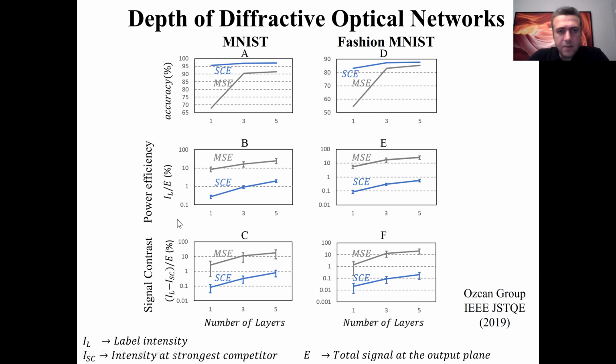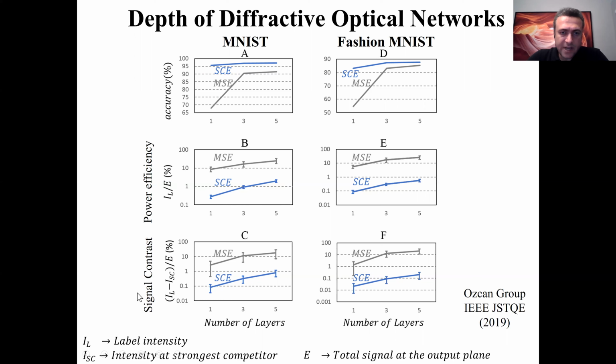But more than that, there's a logarithmic improvement beyond the generalization capability of the network. There's a logarithmic improvement in the power efficiency and signal contrast. Power efficiency is simply for the correct label detector. What is the efficiency? As you can see, there's a logarithmic increase in the power efficiency at the correct detector for a given label as you increase the number of layers.